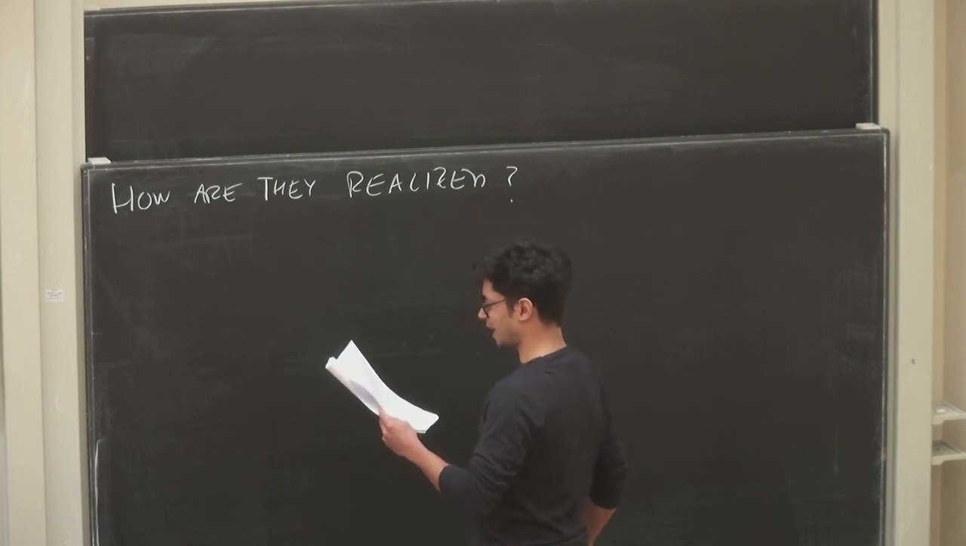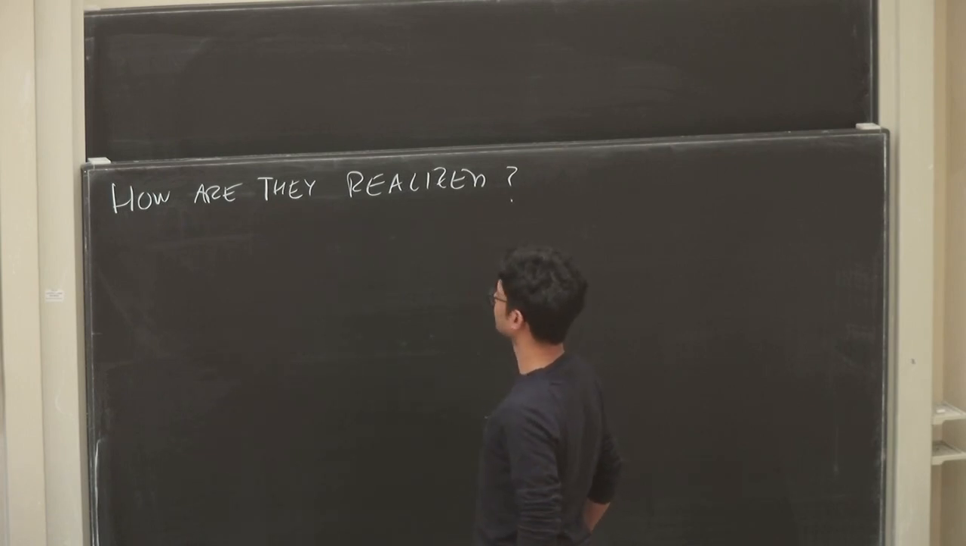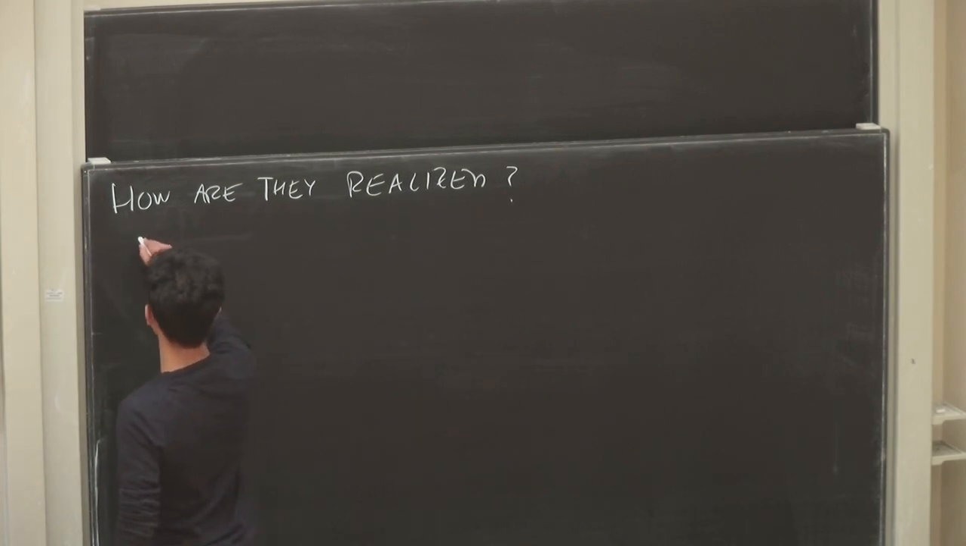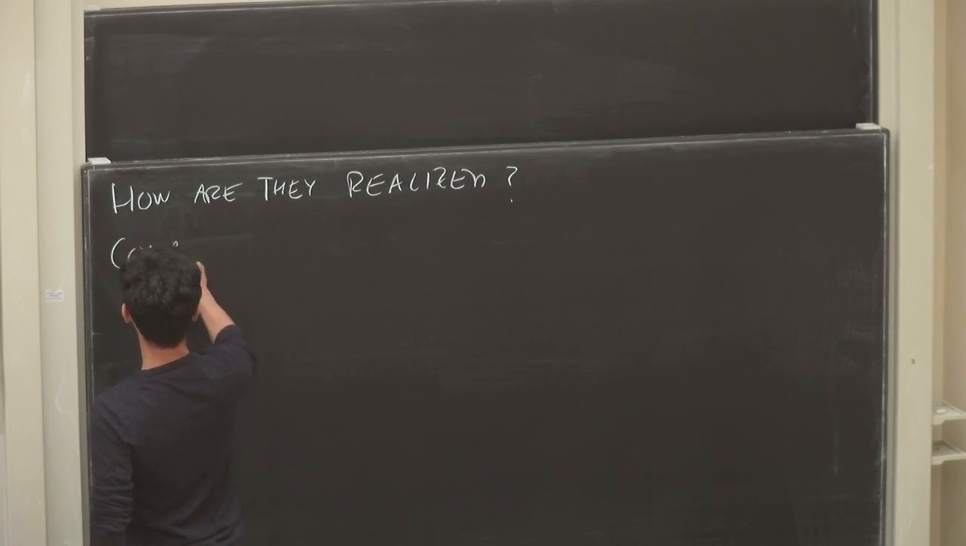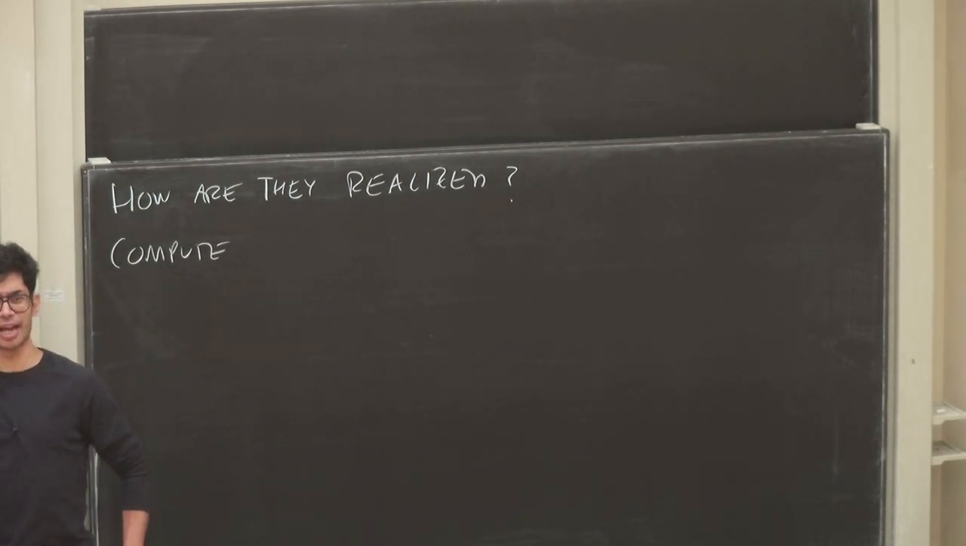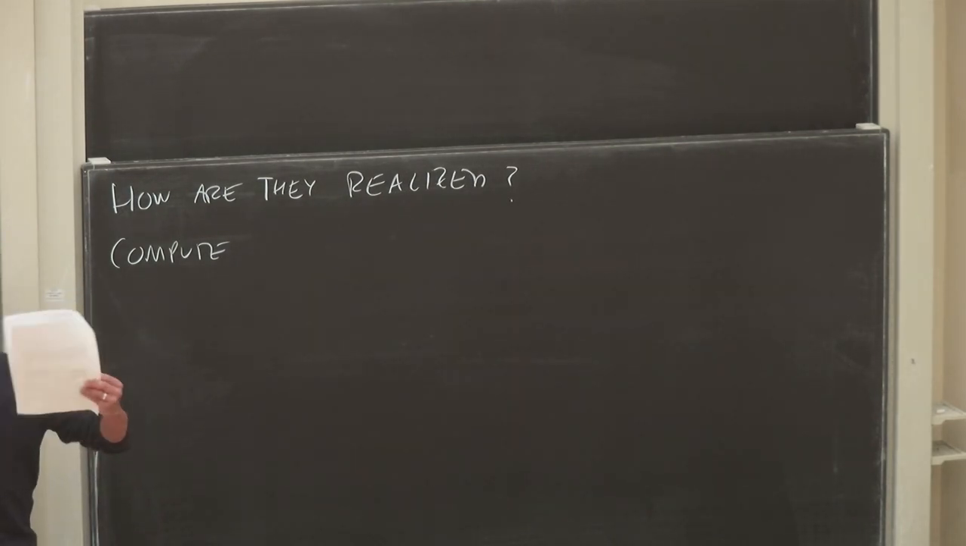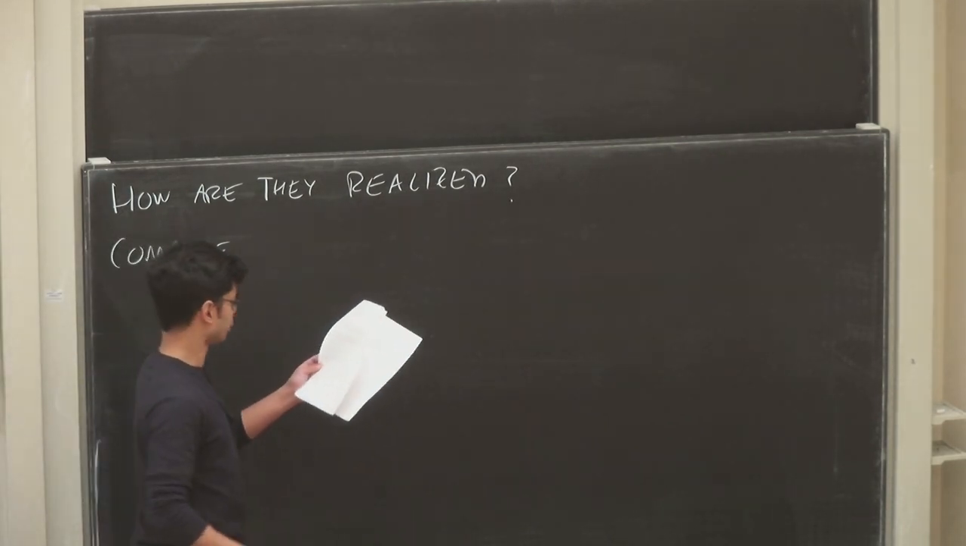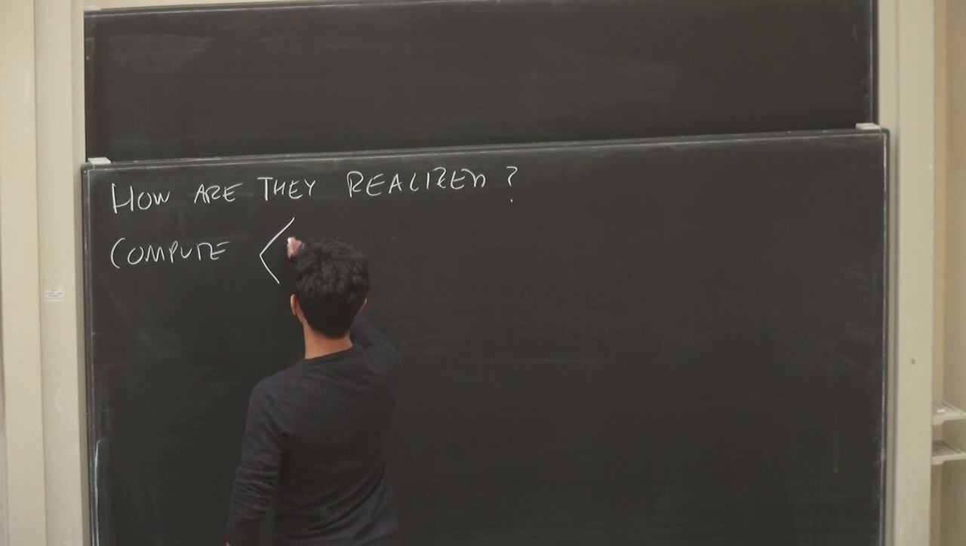Okay. So how are they realized? To do this, what we should do is compute the expectation values of the line operators, and ask, do they have a perimeter law? Do they have an area law? And so on. Let's start by computing the Wilson loop.